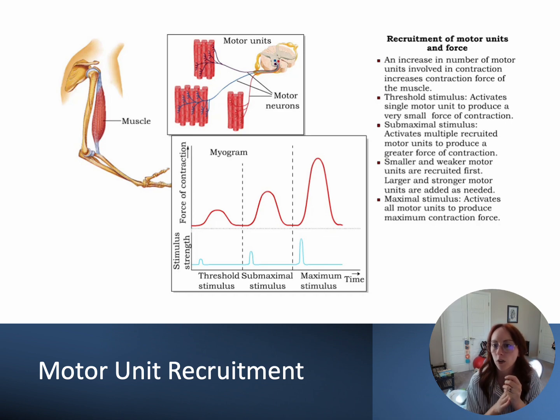And there is a threshold stimulus. The threshold stimulus is what is needed to activate a single motor unit to produce a very small force of contraction. Submaximal stimulus activates multiple recruited motor units to produce a greater force of contraction. And then, as I mentioned earlier, smaller and weaker motor units are recruited first, and then your larger and stronger muscle units are added as needed. And maximum stimulus activates all motor units to produce maximum contraction force available within that muscle.